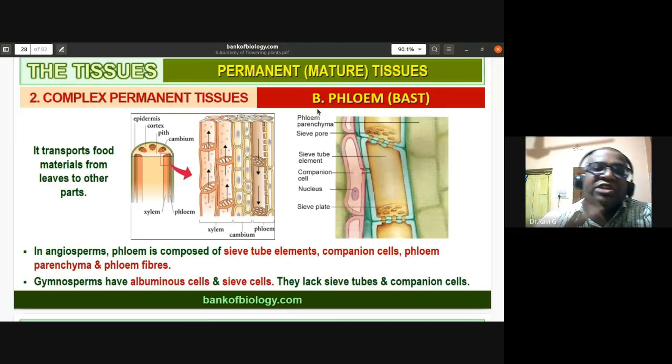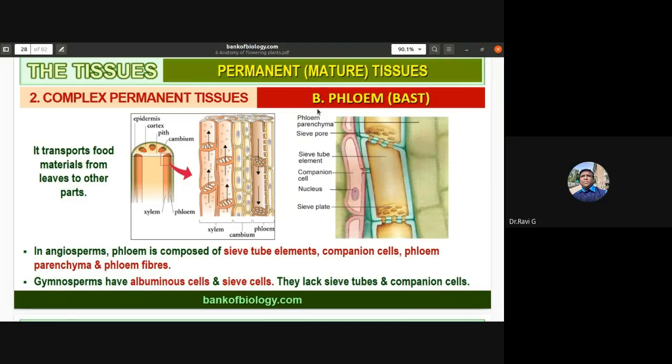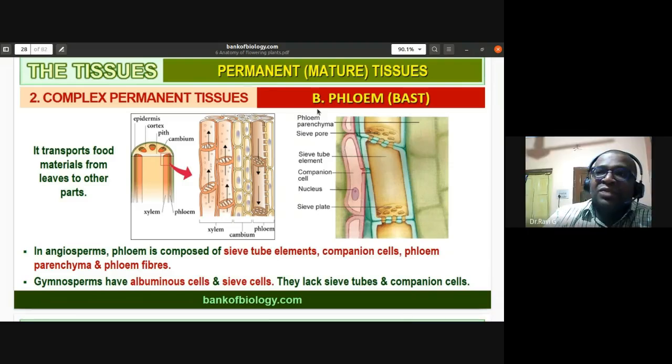That is, food is transported from the site of synthesis, that is the source region, the leaf, to the region of utilization, that is the sink region. It might be the root, it might be the tip of the stem where food is required. We call that movement, transport of food from the source region to the sink region, translocation of organic solutes or transport of food. We'll be discussing that later on in plant physiology.